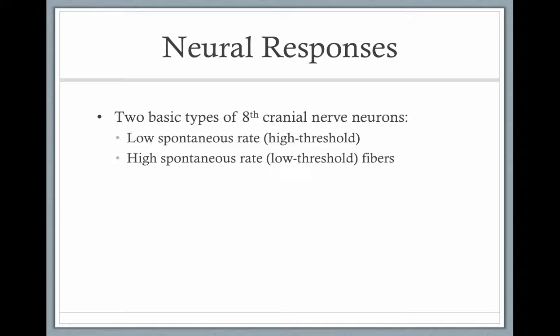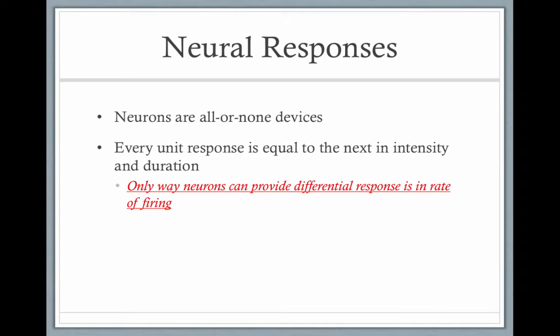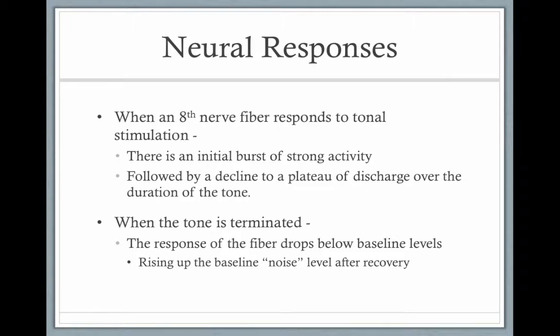Finally, we have the neural responses in the auditory cortex. So there are two basic types of eighth cranial nerve neurons: low spontaneous rate or high threshold, and high spontaneous rate or low threshold fibers. And neurons are all or none devices. Every unit response is equal to the next in intensity and duration. The only way that neurons can provide a differential response is in the rate of the firing.